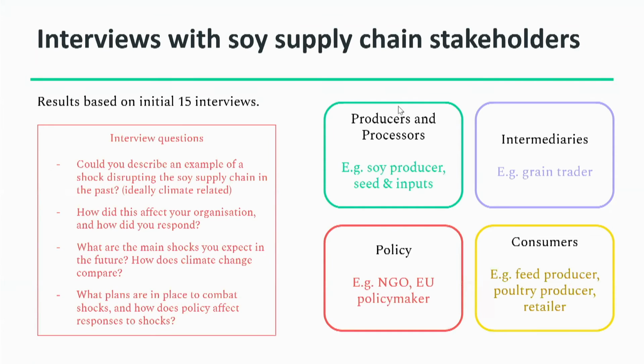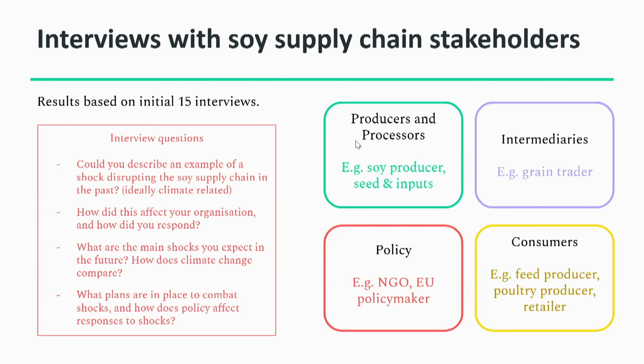So the preliminary results I will share in the next few slides are based just on 15 initial interviews with stakeholders from across the soy supply chain. And we're still in the process of conducting more interviews. So what I will present today are just the initial findings. And so far, we've spoken to the groups in the diagram here. So soy producers, people involved in seed and inputs for soy production, grain traders, NGO representatives, EU policymakers, feed producers, poultry producers, and retailers.